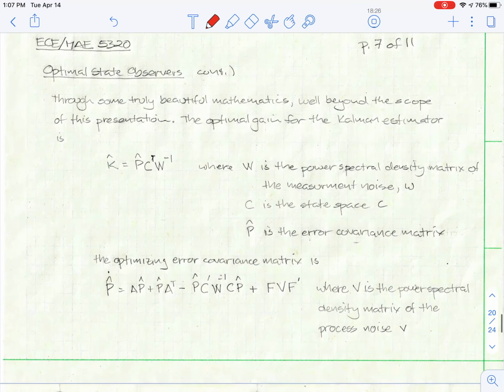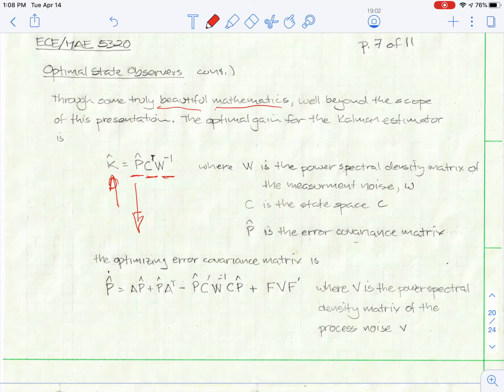Okay, so optimal state observers. There's some really beautiful mathematics involved in this, but it's beyond the scope of this presentation. The optimal gain for the Kalman estimator turns out to be this. This is the error covariance matrix. This is your state space C, or your measurement, and this is the inverse of your power spectral density matrix, and that is your optimal K. Now, if you know all of these things, you can simply sit down and calculate your K. Unfortunately, you likely don't know this, because this is based on the error.